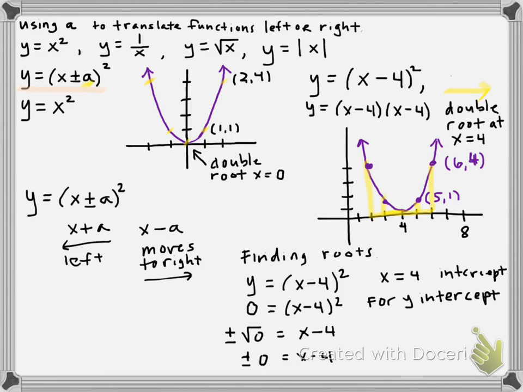So we're going to do the same exact thing, except instead of letting y be 0, we're going to go ahead and set x equal to 0. And you can do this in any form of the parabola that you want. And so we're going to go ahead and plug in 0, and we know that the parabola is going to cross the y-axis at positive 16.